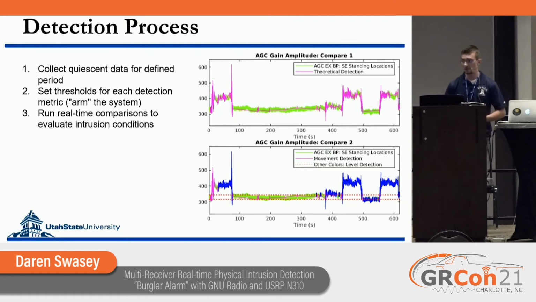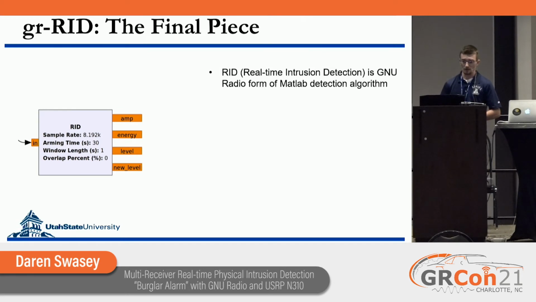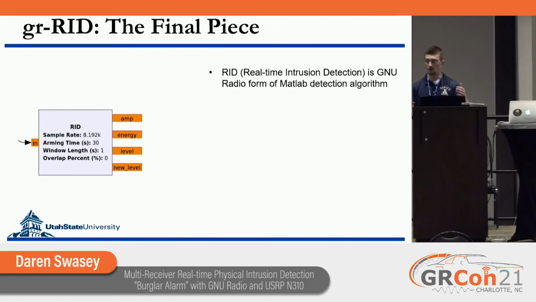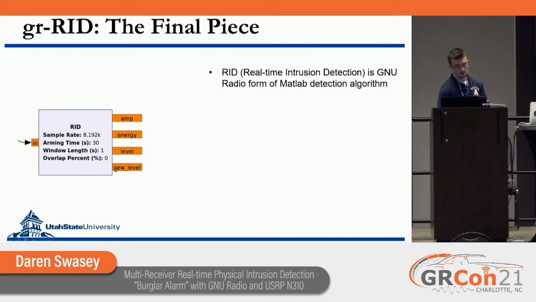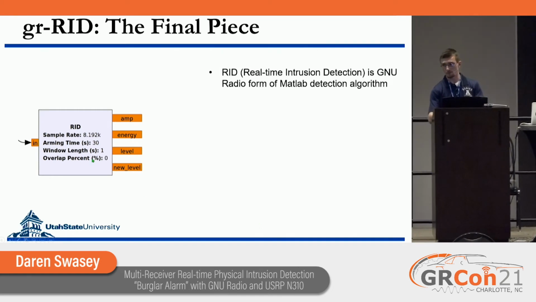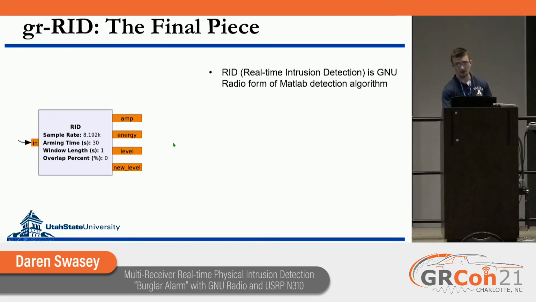We were able to stick it into GNU Radio after we figured that out. And to do so, I made this block called GRRID, which stands for Real-Time Intrusion Detection, which wrapped up all that MATLAB code into GNU Radio and was able to perform these things in real time. And in this case, you can set the arming time. So here it's 30 seconds. And you get the window length. You can set overlap if you want a little bit more precise of data, but not have to calculate too often.